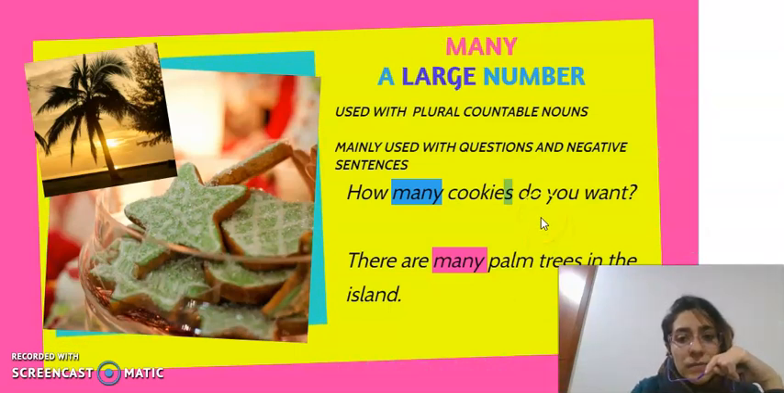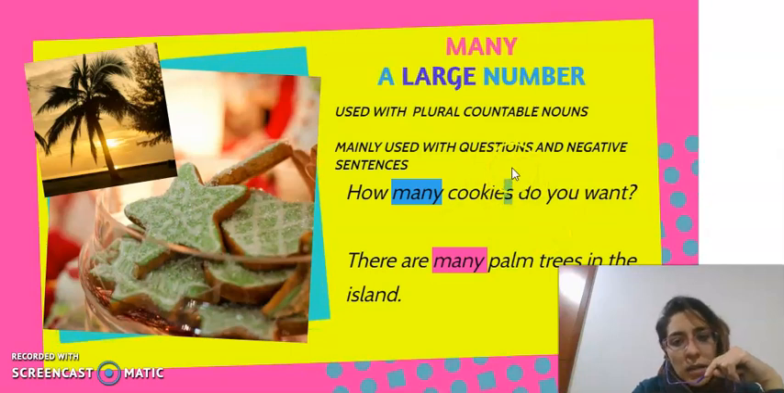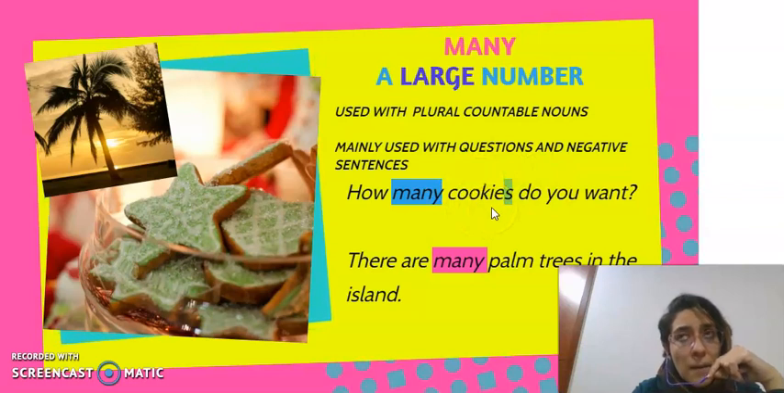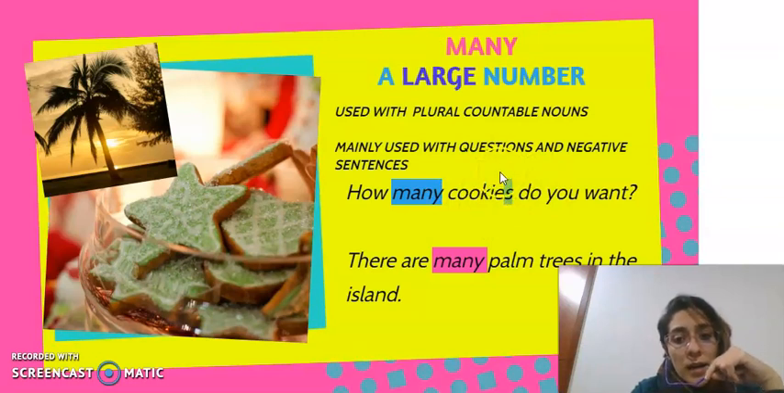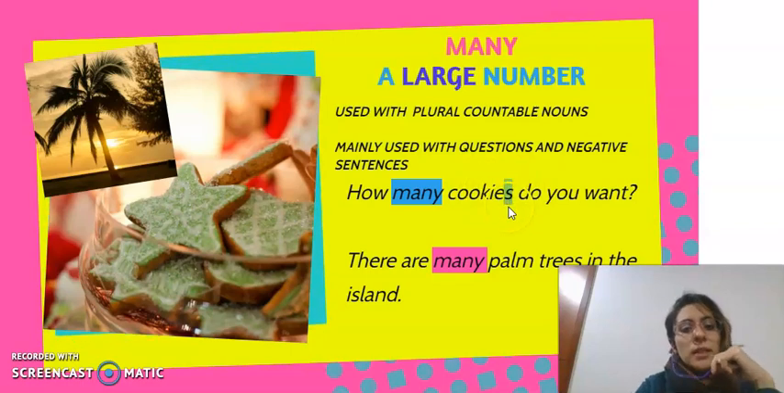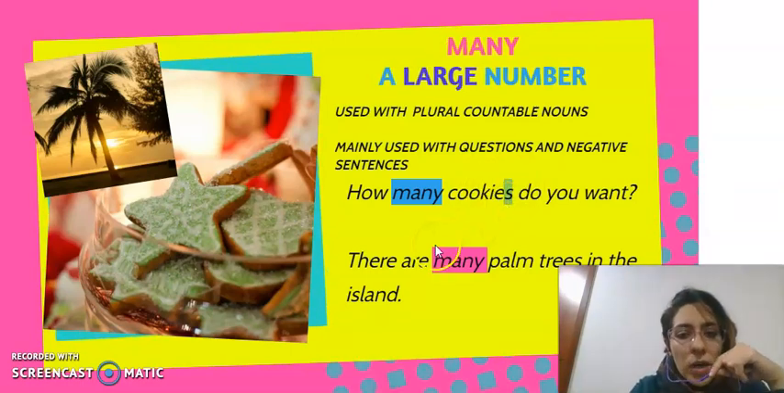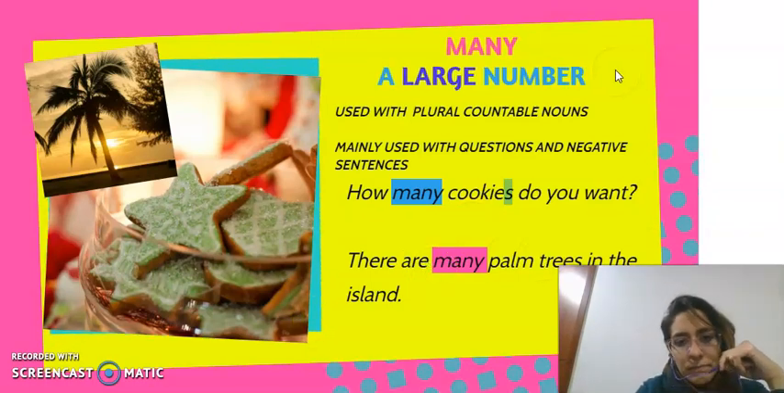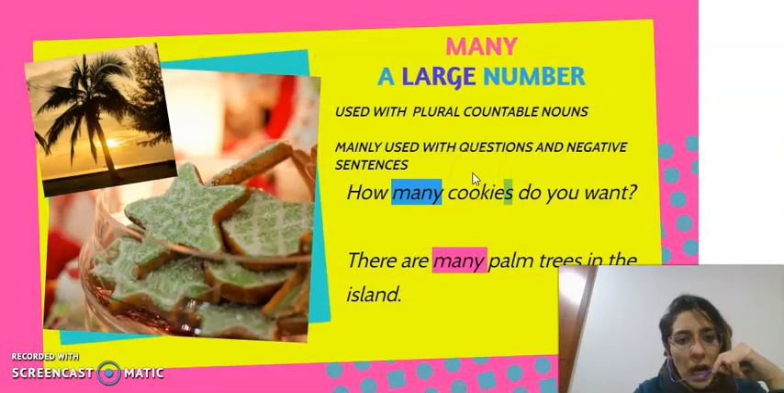Cookies, emphasize the s at the end of the word, that says that it is a plural countable noun. The other one, there are many palm trees on the island. Something that you can count, like one, two, three, or more.